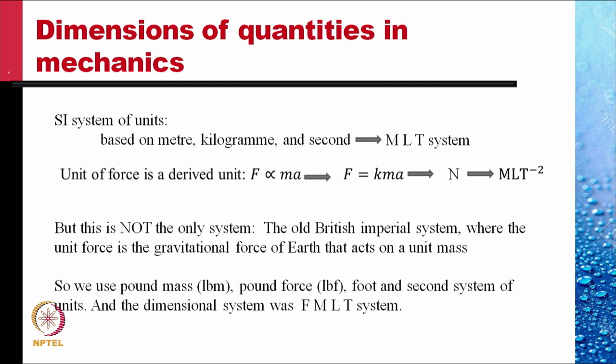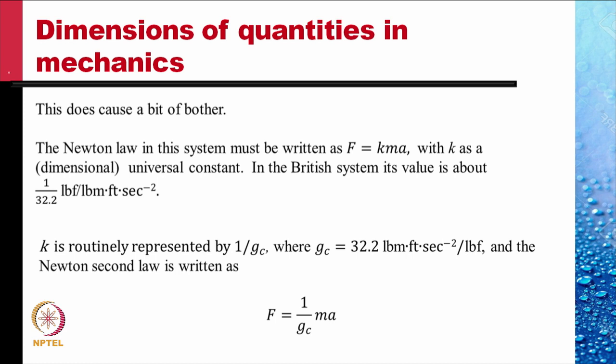In the old British imperial system, the unit of force is the gravitational force of Earth that acts on a unit mass. Thus, we define a pound force as the force by which the Earth attracts a pound mass. So we use pound mass, abbreviated LBM, and pound force, abbreviated LBF, foot and second system of units. The dimension system was FMLT: force, mass, length, and time system. This does cause a bit of bother.